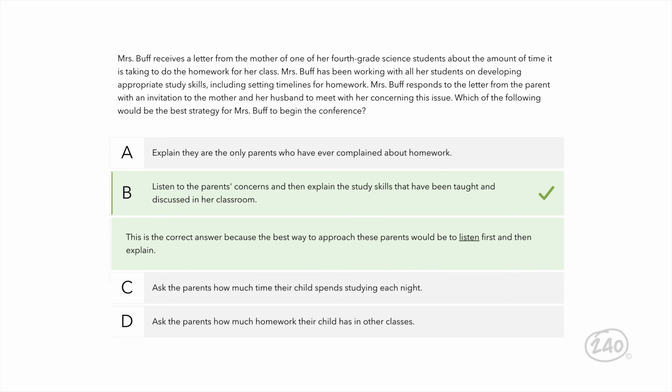In this case, the parent's concern is connected to something that is currently being taught in the classroom. So making sure the parents are aware is a great next step. So this choice is definitely the best answer.